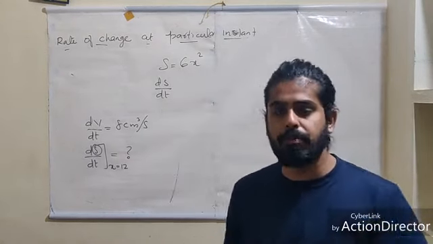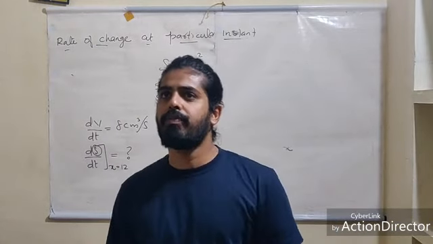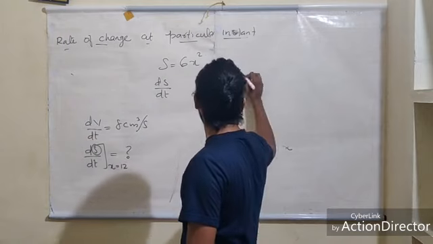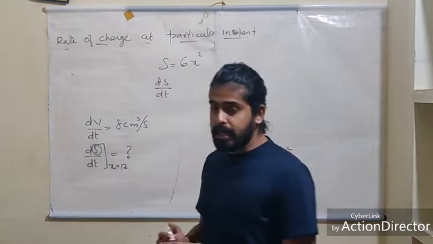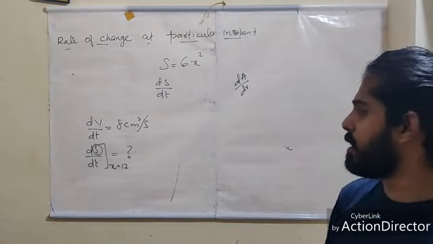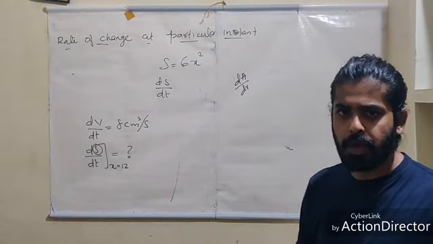Like in the previous question, it was specified. We have to find the derivative of area with respect to radius. That's why we found dA by dr. In that case, you are asked to find the derivative of area with respect to radius. Here it is not specified with respect to anything.